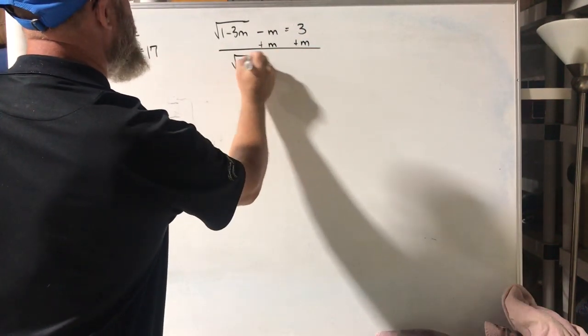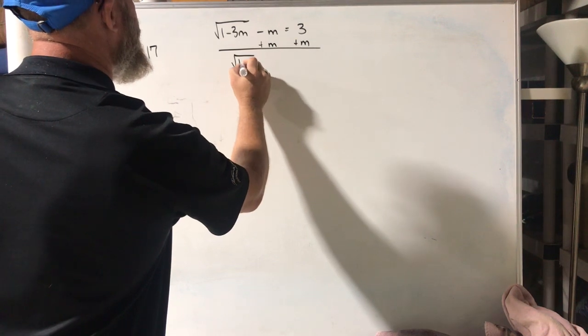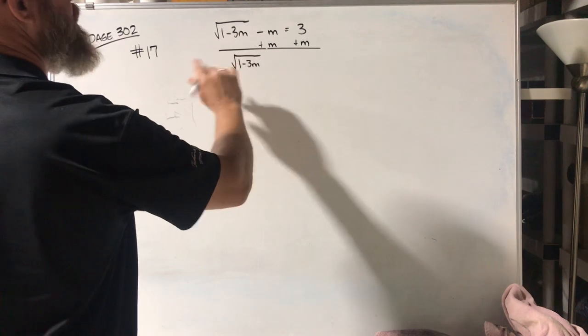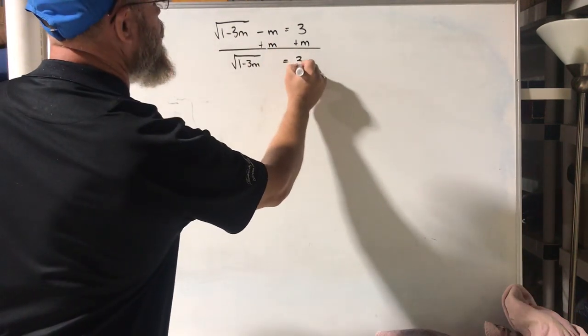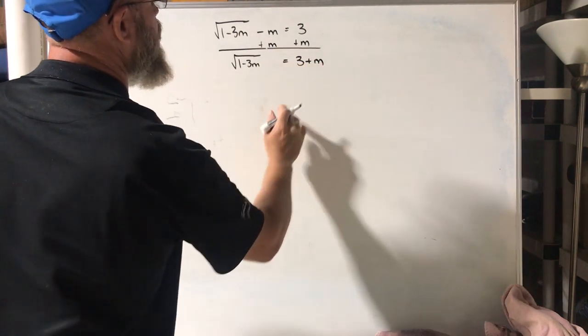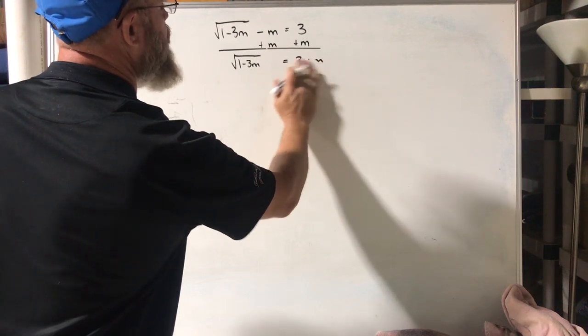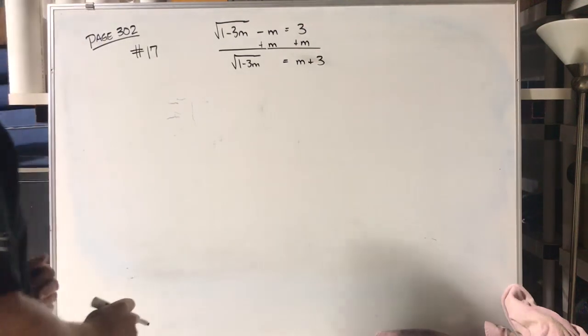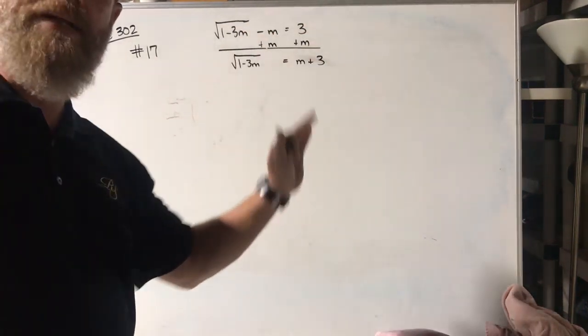This gives me the square root of 1 minus 3m. Right? Negative m and positive m is 0. And then 3 plus m. In fact, I'm going to use the commutative property and say m plus 3. Okay? M plus 3, 3 plus m, the same thing.